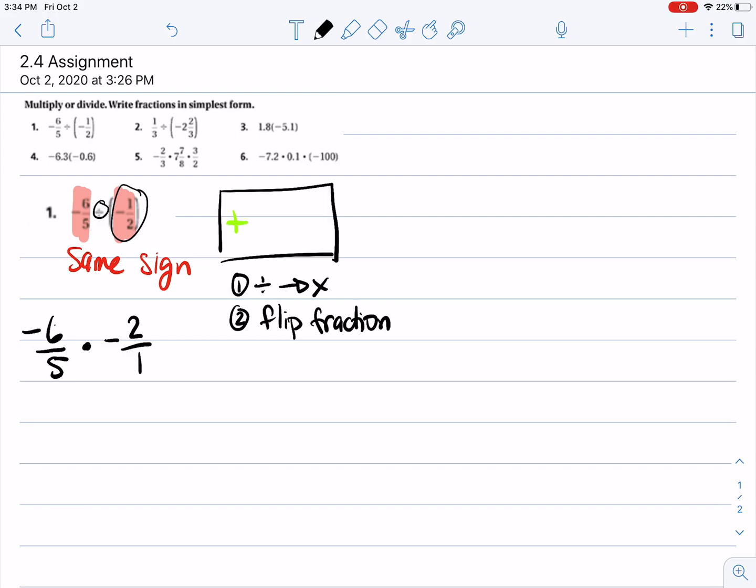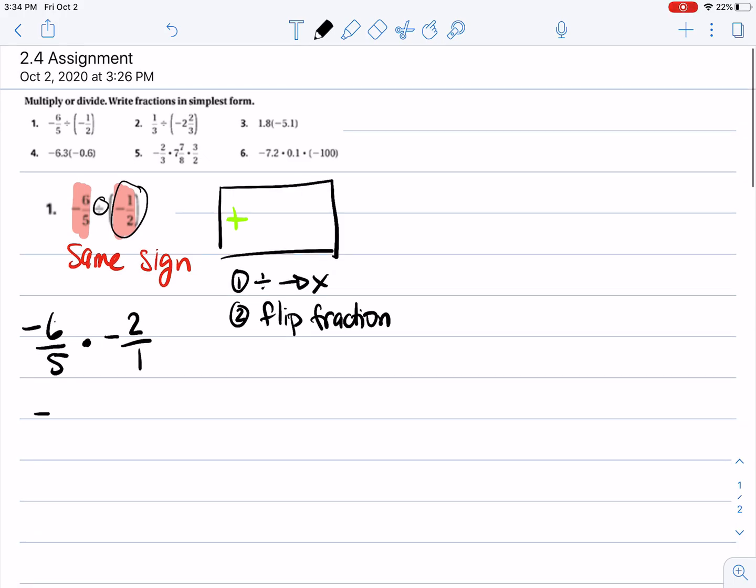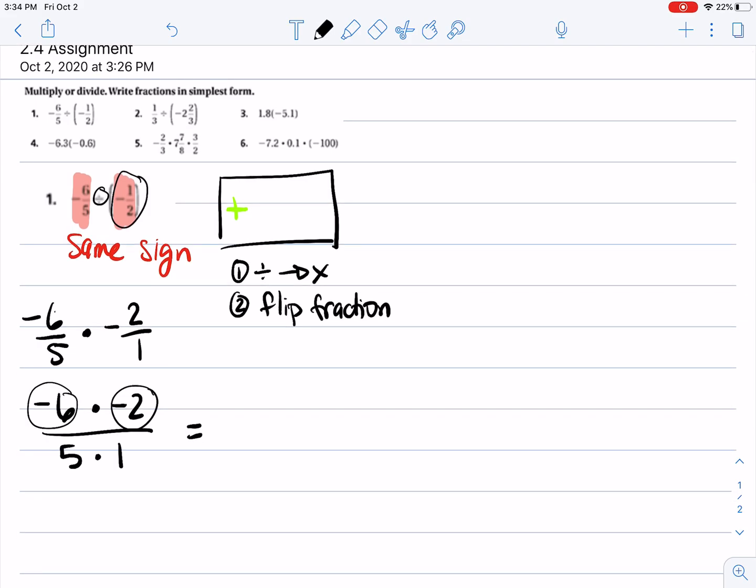When we multiply fractions, we do the top numbers multiplied together and the bottom numbers multiplied together. So just like we were talking about before, we have 2 numbers that are the same sign. That's going to be a positive answer. So -6 times -2 is positive 12. 5 times 1 is 5.